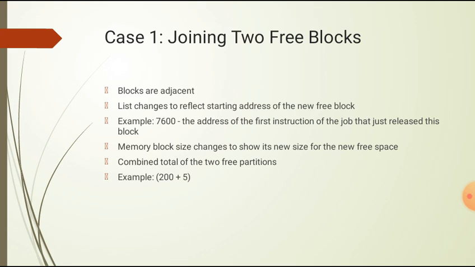Case 1. Join two free blocks. Blocks are adjacent. This changes to reflect the starting address of the new free block. Example: 77,600, the address of the first instruction of the job that just released this block. The memory block size changes to suit its new size for the new free space, the combined total of the two free partitions. Example: 200 plus 5.